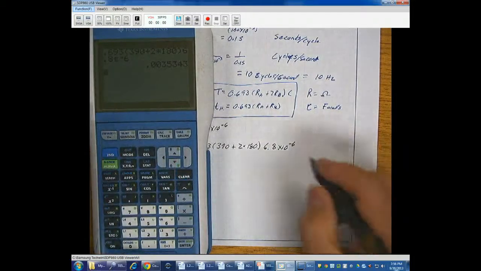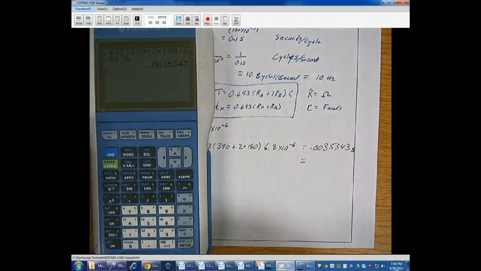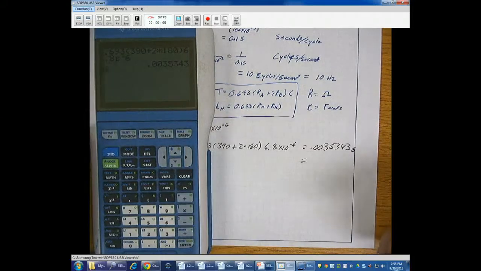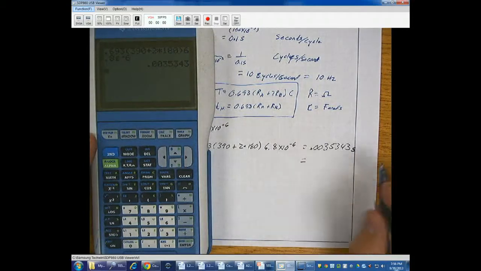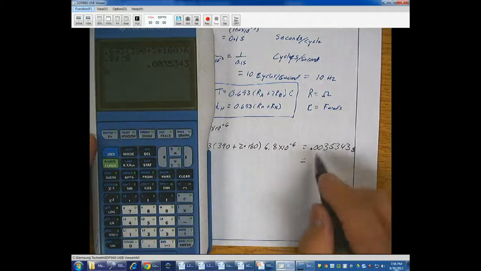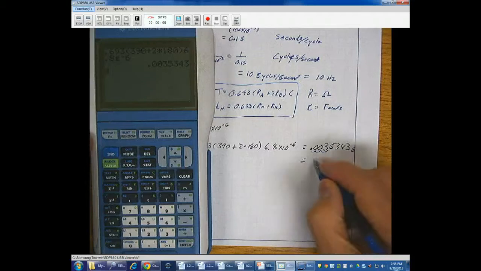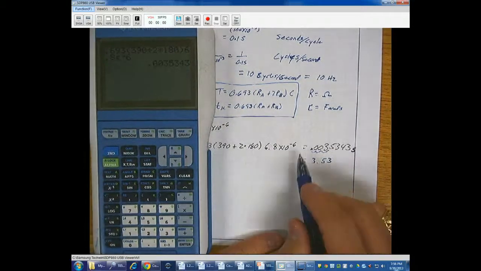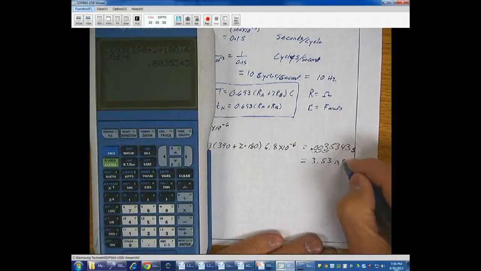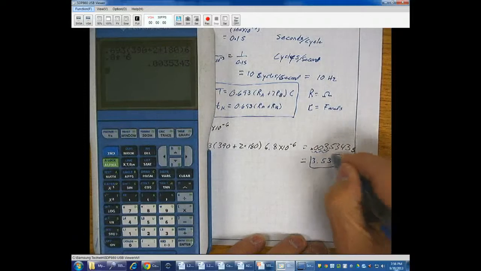So when I get this, the value I receive is 0.003543, and that's in seconds. I need to convert that to milliseconds, because I don't want to have a number with a decimal like that. I want the number to be something between 1 and 1,000. So when I move this 3 decimal places, what I'm going to get is 3.53. Make sure you're always rounding correctly when you do this. I went 3 places to the right, so that ends up being milliseconds. So my answer is actually 3.53 milliseconds for the period.